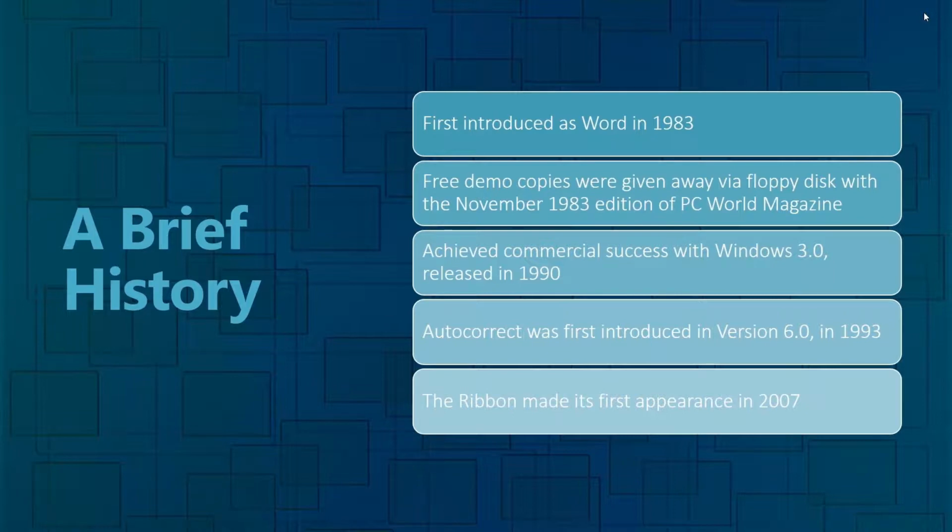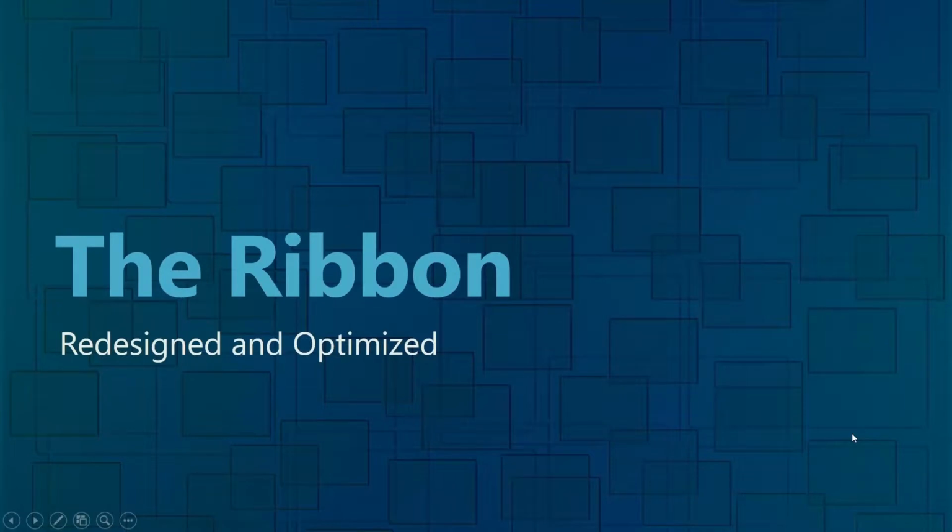And then the ribbon, that was sort of a stylistic revolution for Microsoft Word, first made its appearance in 2007. So we're going to go ahead and start the presentation there with the ribbon.